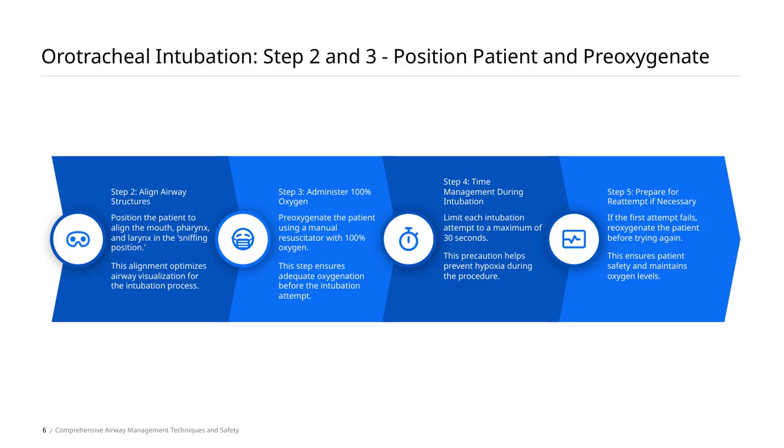We want the mouth, pharynx, and larynx in what's called the sniffing position, which helps us visualize the airway more effectively. Proper alignment makes the intubation process smoother and safer.